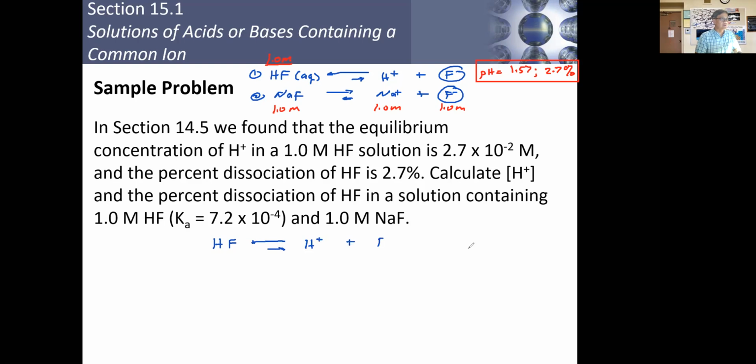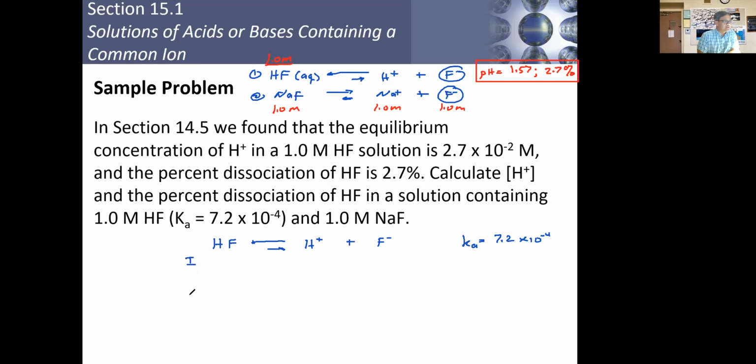The reason we want to do this is to see what happens to this equilibrium when we add in fluoride. We're looking at this equilibrium. The Ka for hydrofluoric acid again was 7.2 times 10 to the minus 4. I'm going to write that down for you as well. All right, the ice table.